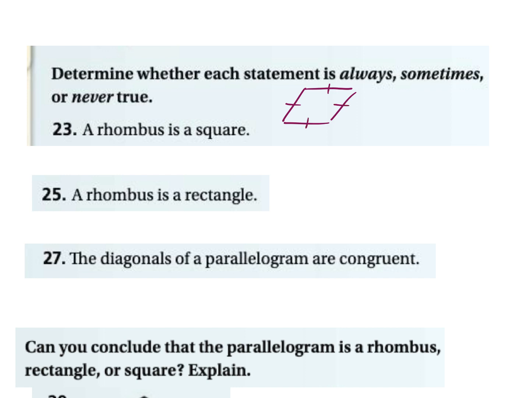That is a rhombus that is not a square, right? So it is possible to have a rhombus that is not a square. But this is a rhombus that is also a square, right? So a rhombus is a square would be sometimes true. That makes sense, because this one works. So you're telling me that that shape is a rhombus, square, and rectangle.